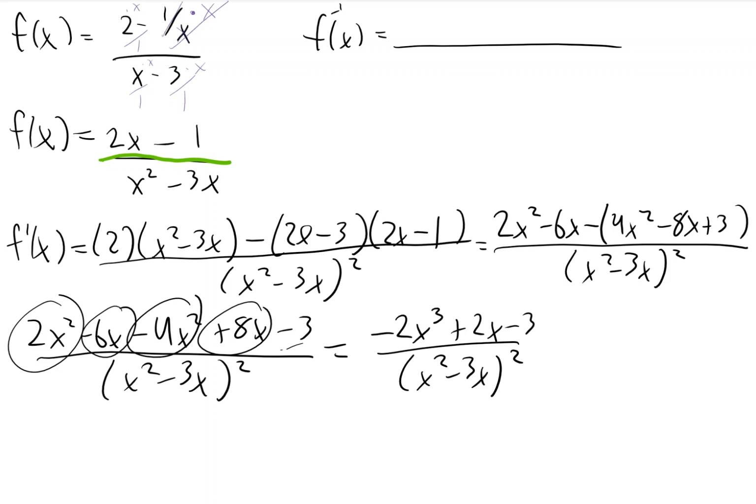And this all looks good, except I do have a little typo right here. These were x squareds and these were x squareds, so when I combine those like terms, I still get x squareds.